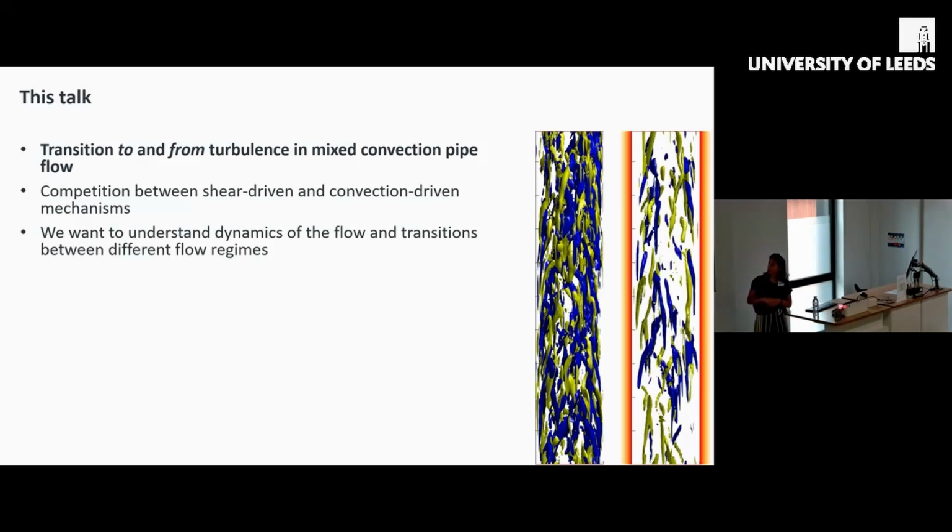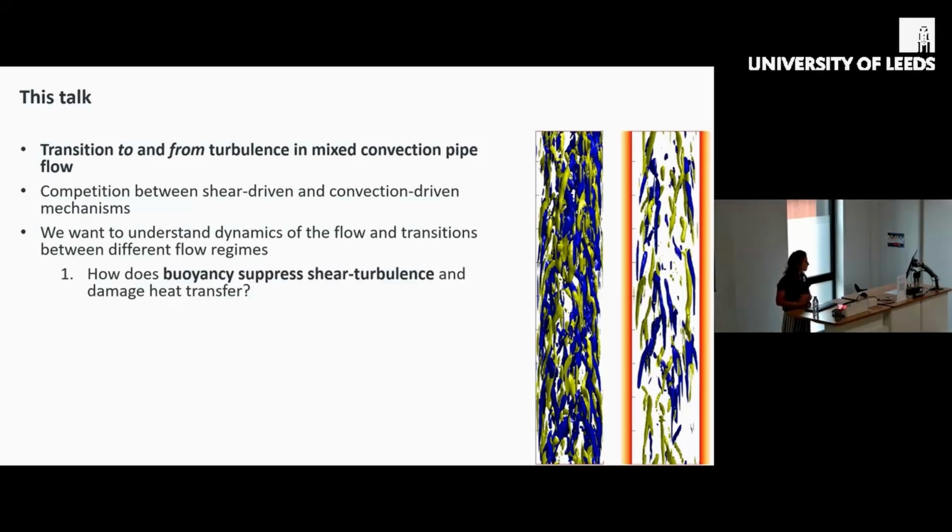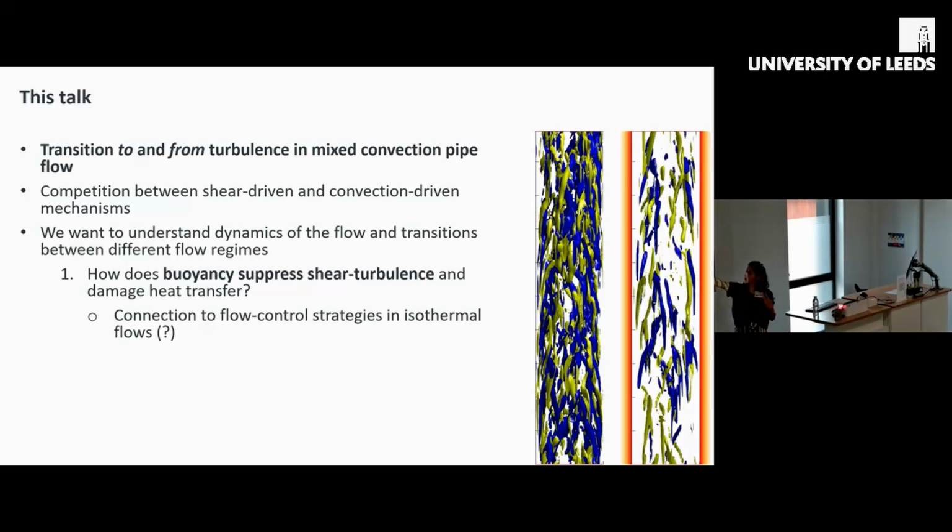So in this talk, there are three main questions that I want to address. In the first one, we want to try to understand how buoyancy suppresses the shear turbulence and then leads to heat transfer deterioration, which of course is bad for applications in cooling and heating. And we want to connect this to some recent flow control strategies that are aimed at relaminarizing the flow. In that case, for transport applications, this is something desired, to relaminarize the flow.